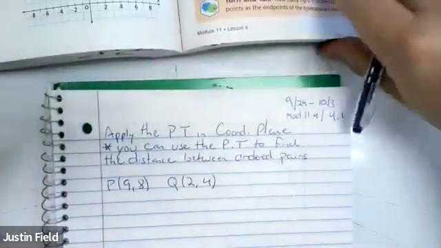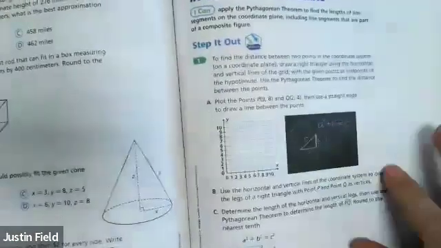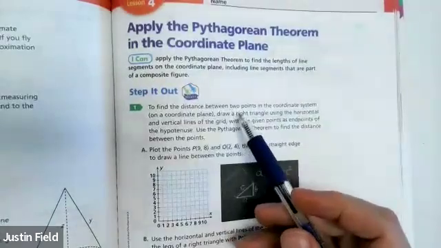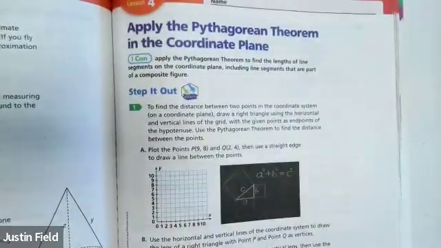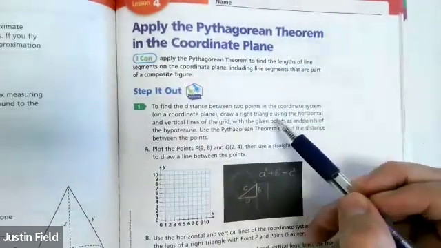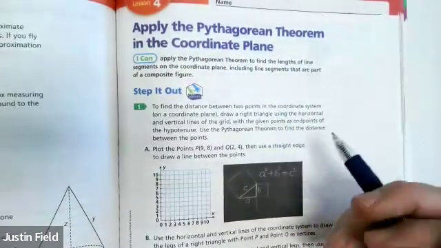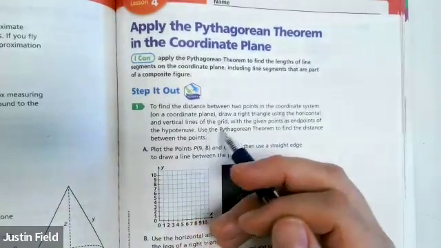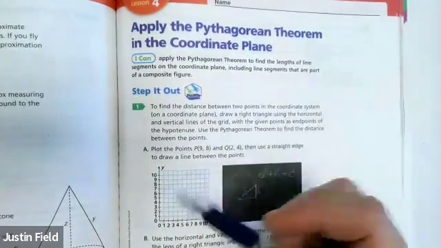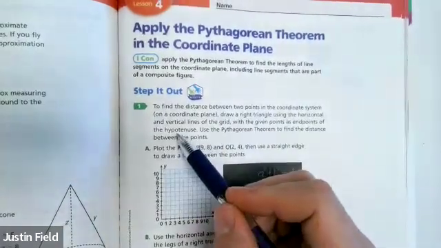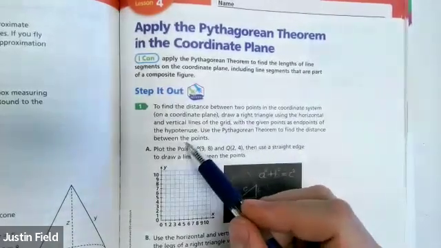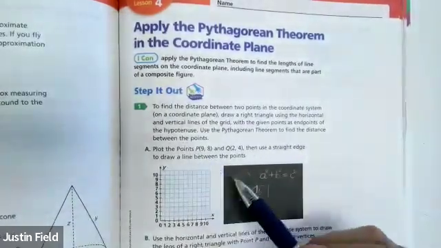Okay, so let's look at what it says in Step It Out. To find the distance between 2 points on a coordinate plane, draw a right triangle using the horizontal and vertical lines of the grid, with the given points as endpoints of the hypotenuse. Use the Pythagorean theorem to find the distance between the points. All right, this is going to make more sense when we do it.